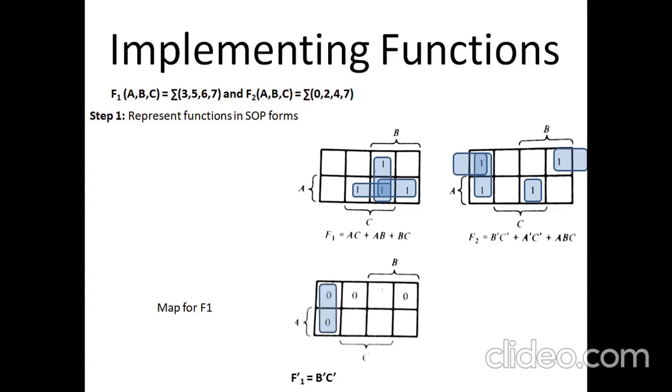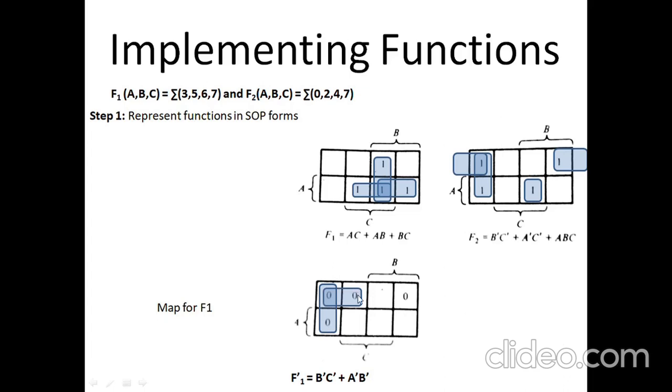Okay, so this is the first group of 2 squares, and the first product term of f1 prime is b prime and c prime. So this is the product term for the first group of squares, and obviously this is f1 prime because we are making a group of zeros, so that's why the function that we would get would be f1 prime.